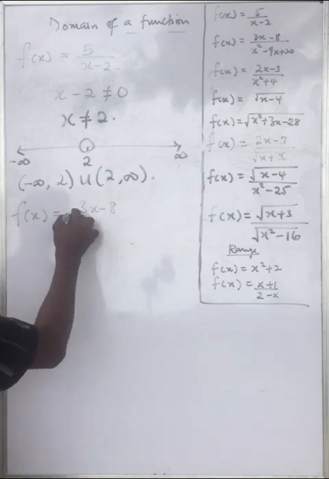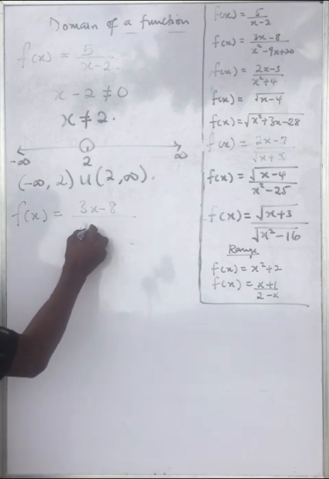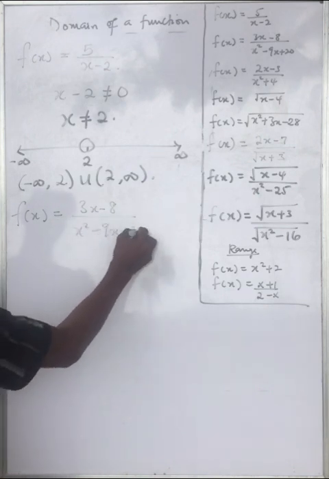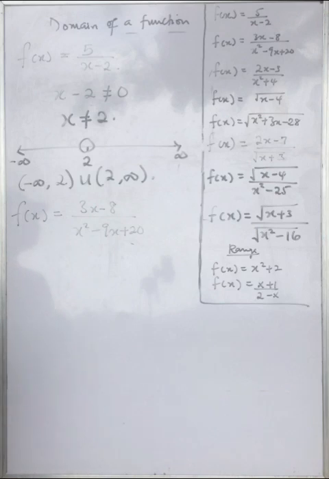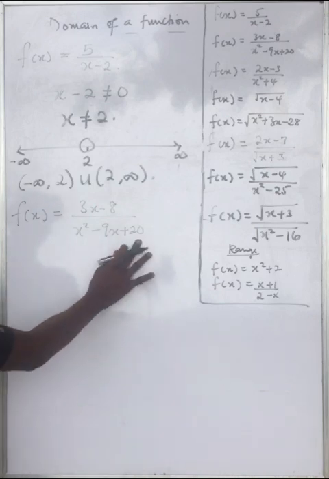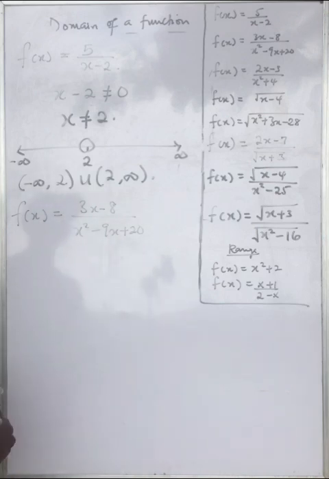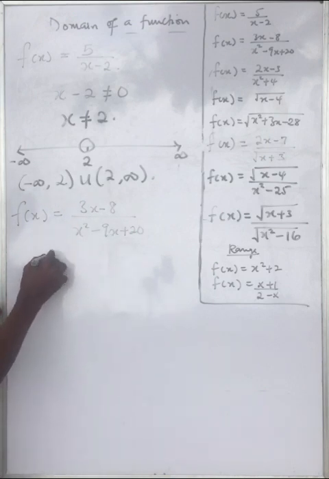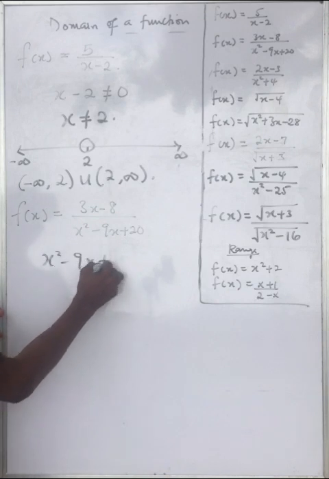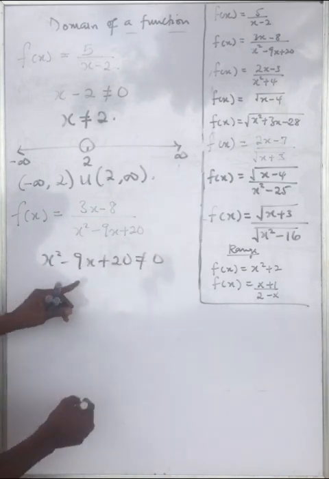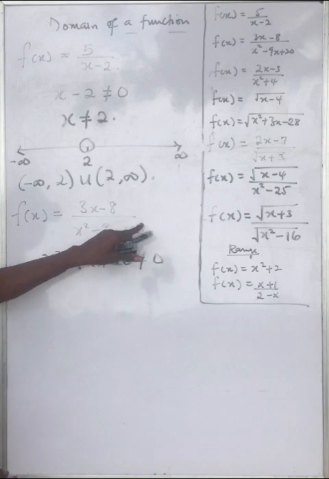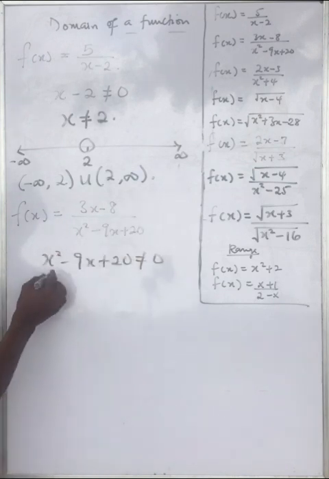3x minus 8 all over x squared minus 9x plus 20. So the domain of this function in question would then be what? Remember the saying, the values of x. That means we need to set our denominator not equal to 0, because the domain of the function are values that will not make this function undefined. And so you have to factorize this expression you are having here.